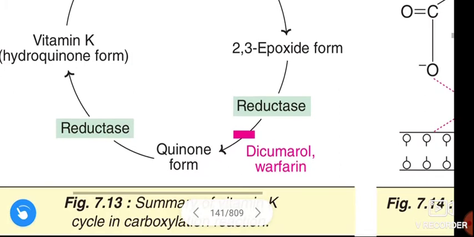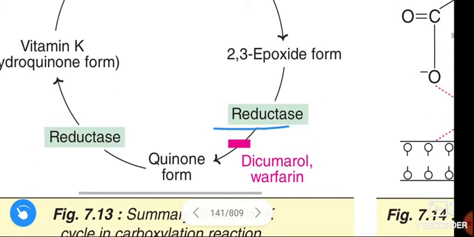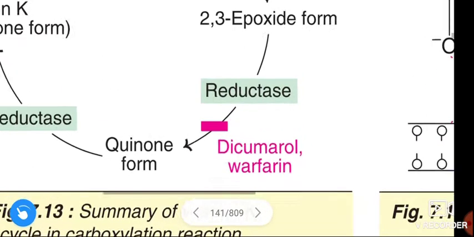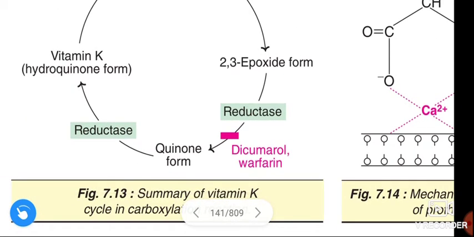But see here, in the conversion of the 2,3 epoxide form of vitamin K to the quinone form, the enzyme that acts here is reductase. Dicumarol inhibits this reductase and prevents the conversion of the 2,3 epoxide form to vitamin K. Thus, dicumarol inhibits the conversion of the 2,3 epoxide form to vitamin K by inhibiting the enzyme reductase.